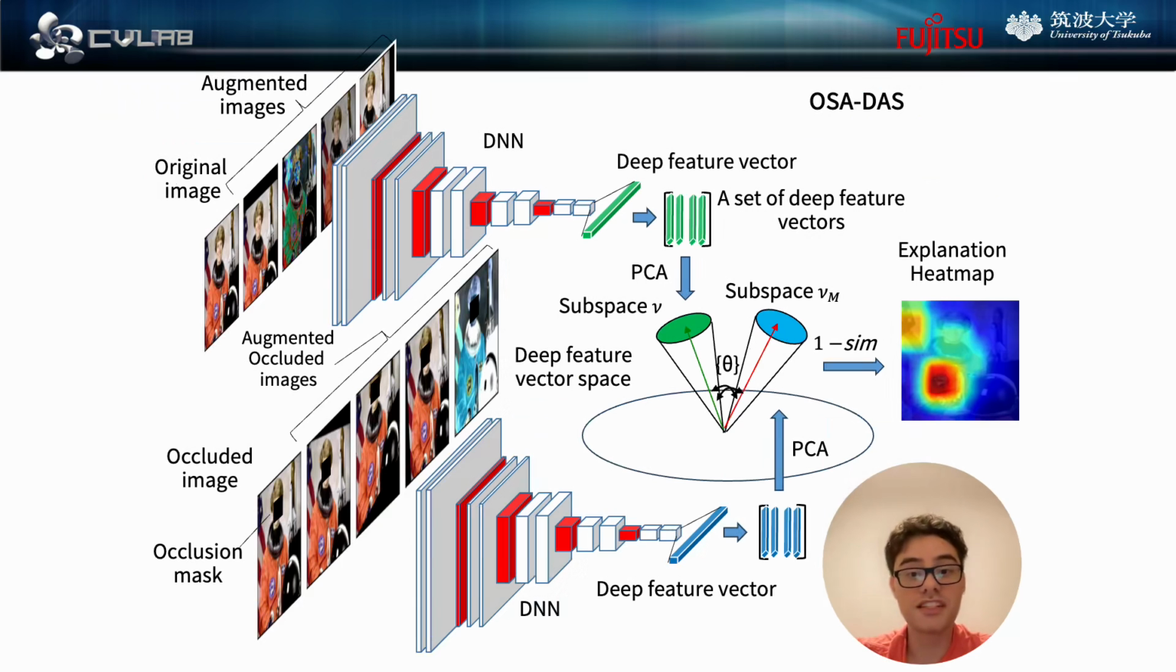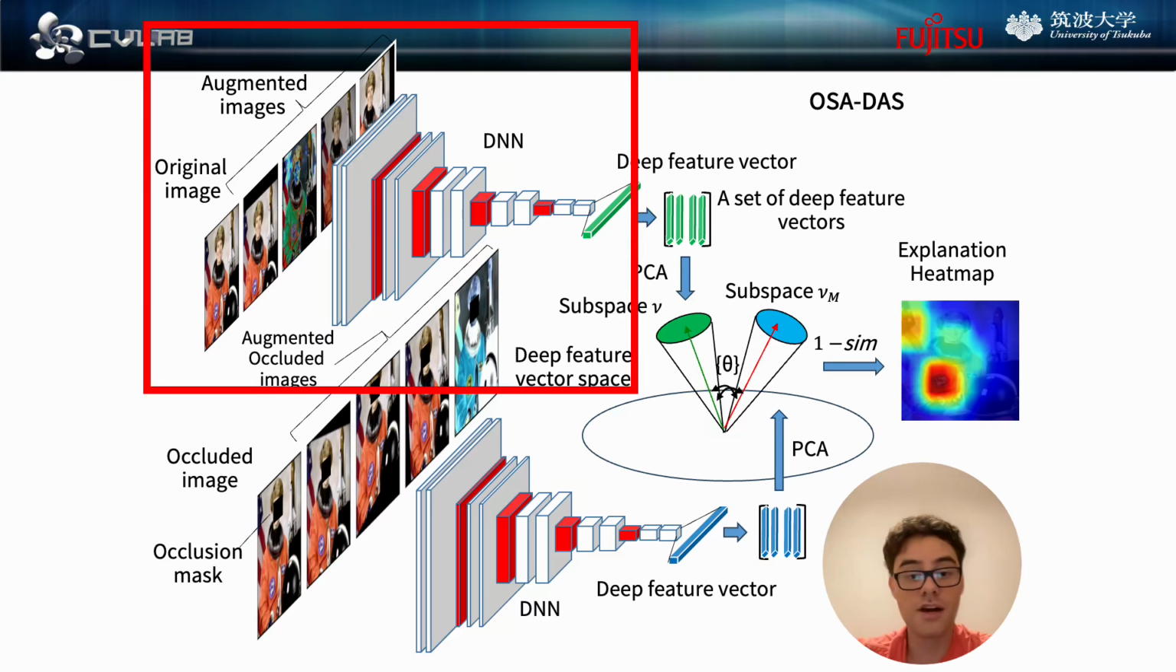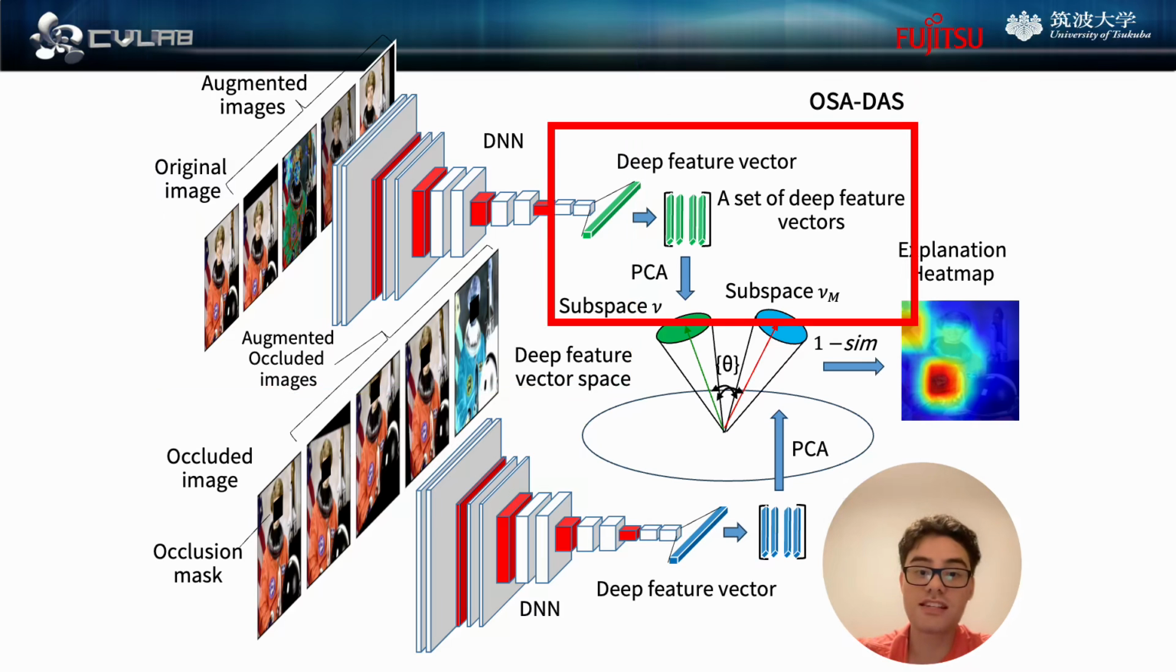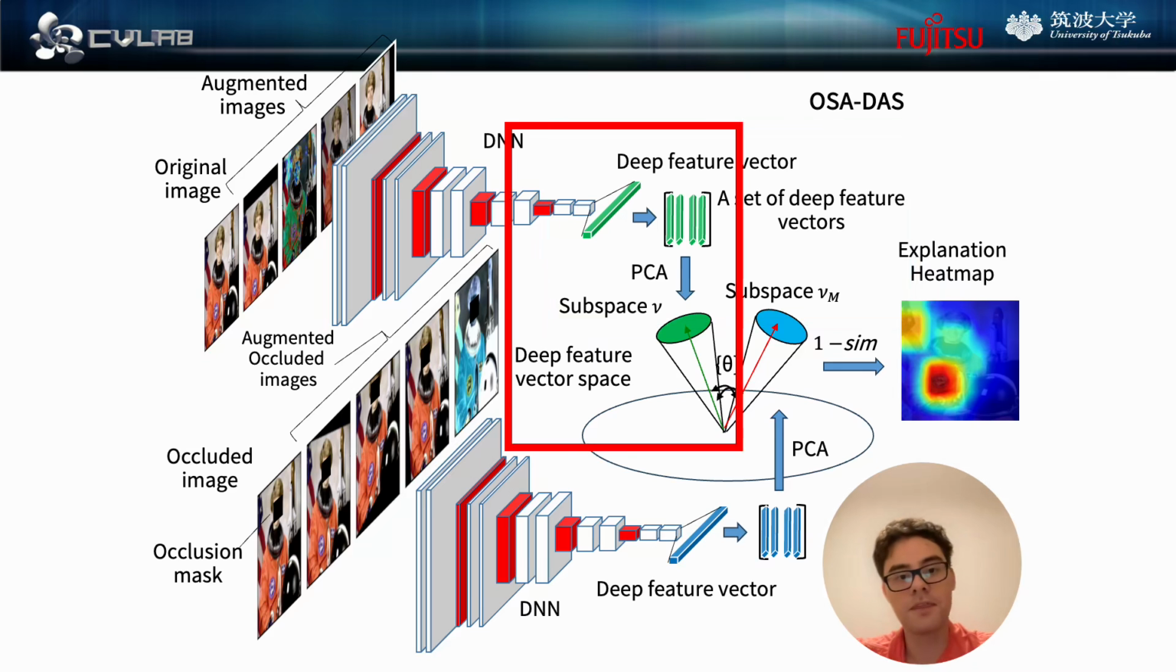Finally, we introduce OSA-DAS, our novel interpretability framework. Our proposal hinges on a simple premise. If data augmentations are so prevalent in model training, they can be equally instrumental in enhancing interpretability. First, we feed both the original images and their augmented variants to the DNN model. Then, we get a set of deep feature vectors, those that are before the classification head, and apply principal component analysis to build the basis of a subspace which serves as our reference in the latent space.